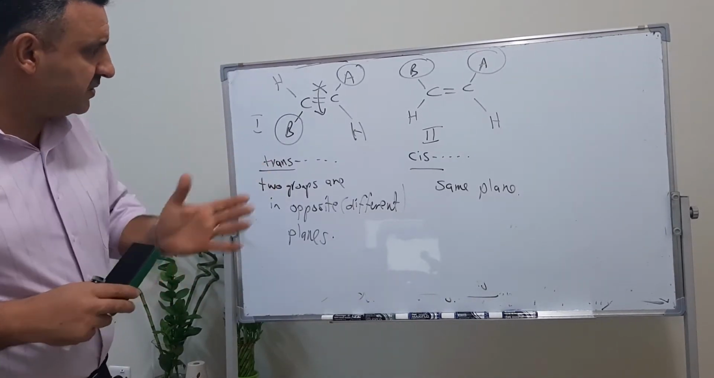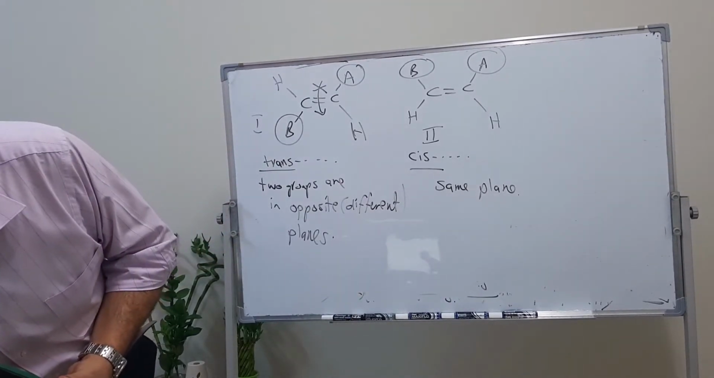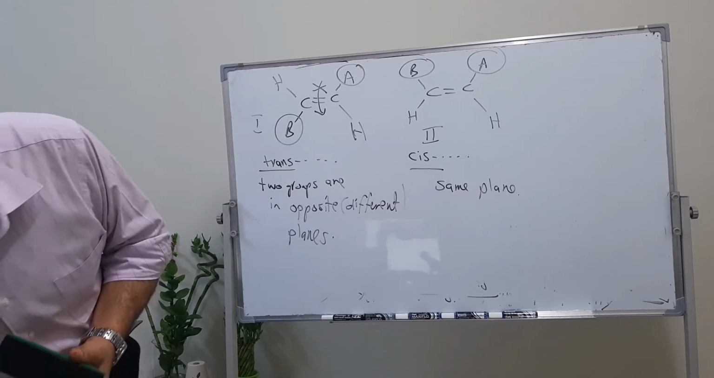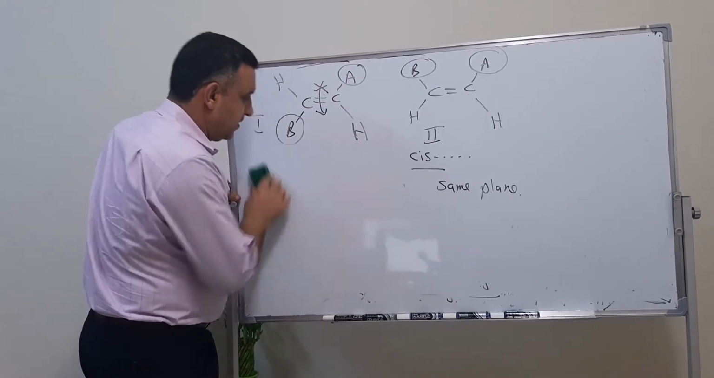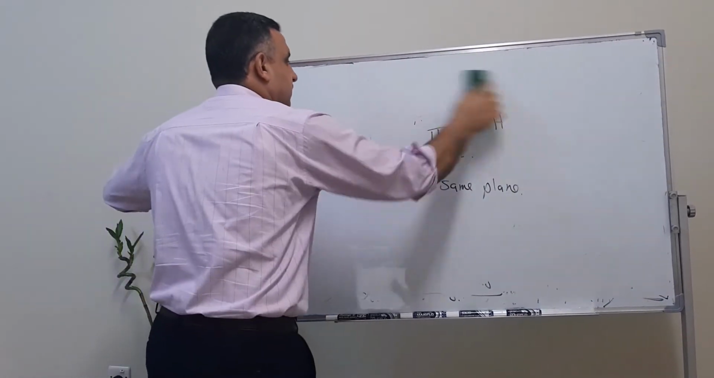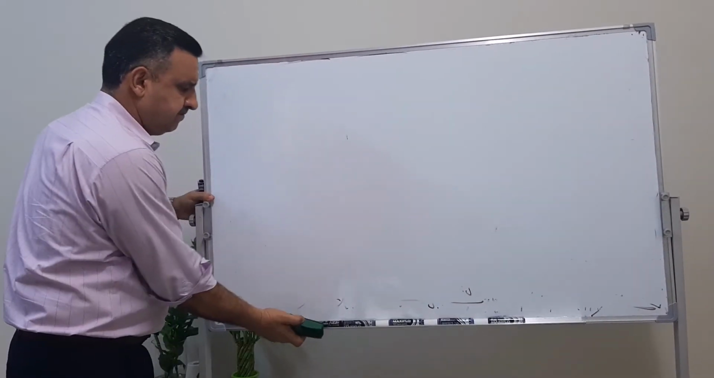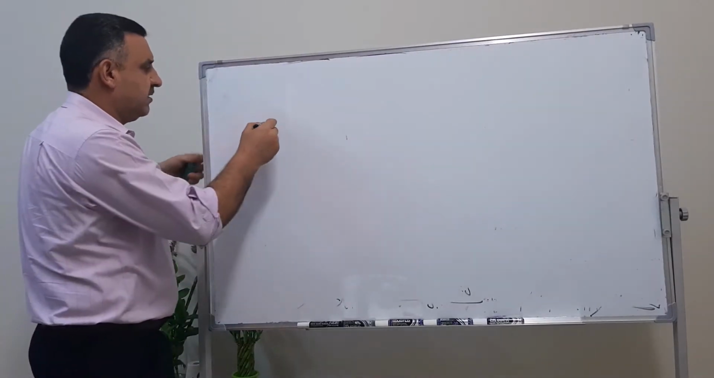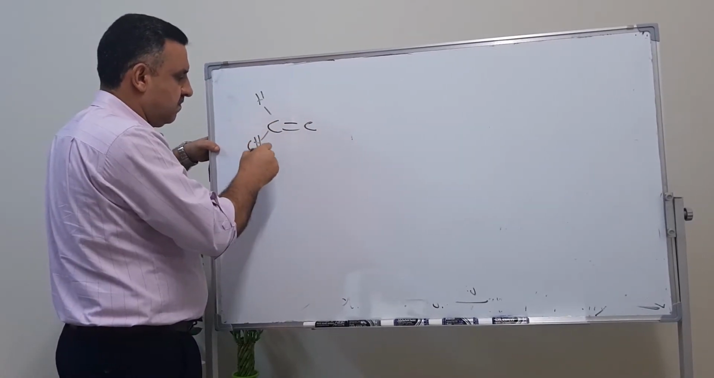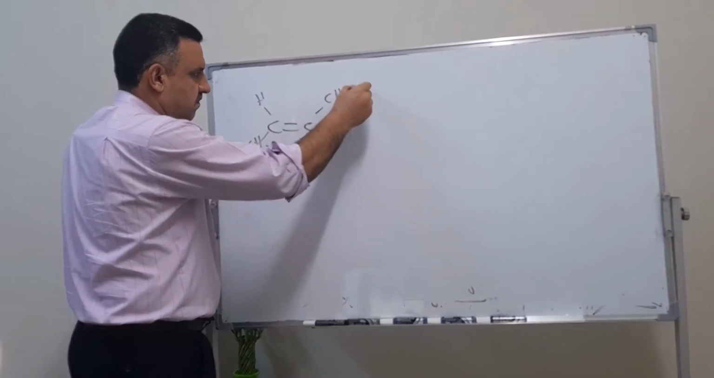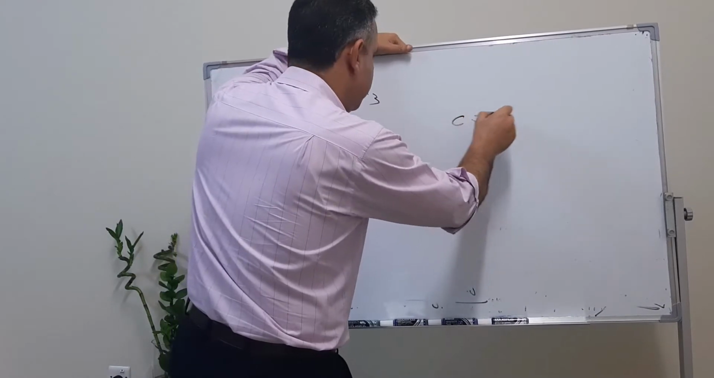And by the way, let's take a typical example and see the name of the two compounds. For example, a compound like this, and let's give the name of these two compounds.